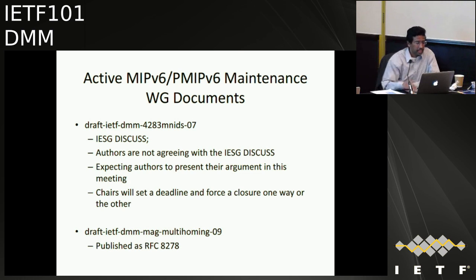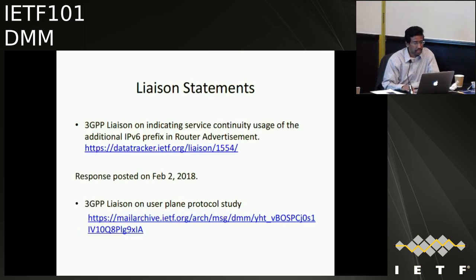Excellent. And the other one, MAG multi-homing, is published as RFC 8278. This is very good. Moving on to the liaison statements, there were two LS statements that we received from 3GPP, from CT4, I believe. One was on the RA semantics with respect to coloring. I posted my response somewhere in February, and the working group had the opportunity to review that response, and based on that feedback, we officially provide that response back to 3GPP.